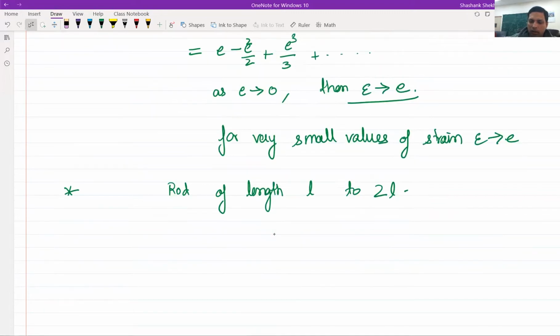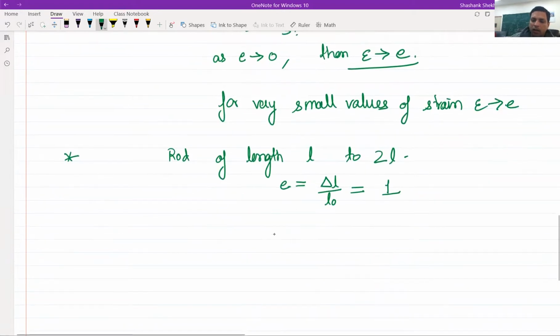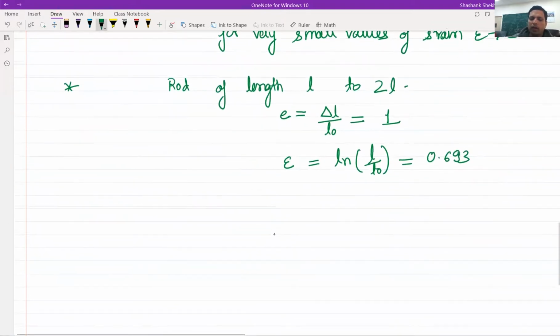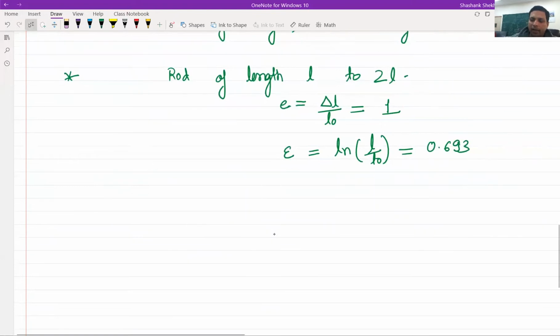So let's calculate e, which will be equal to delta L by L naught. Delta L is equal to L naught, so this is 1. On the other hand, epsilon is equal to ln L by L naught, where L is equal to 2 L naught, and therefore this becomes ln 2, which is 0.693.